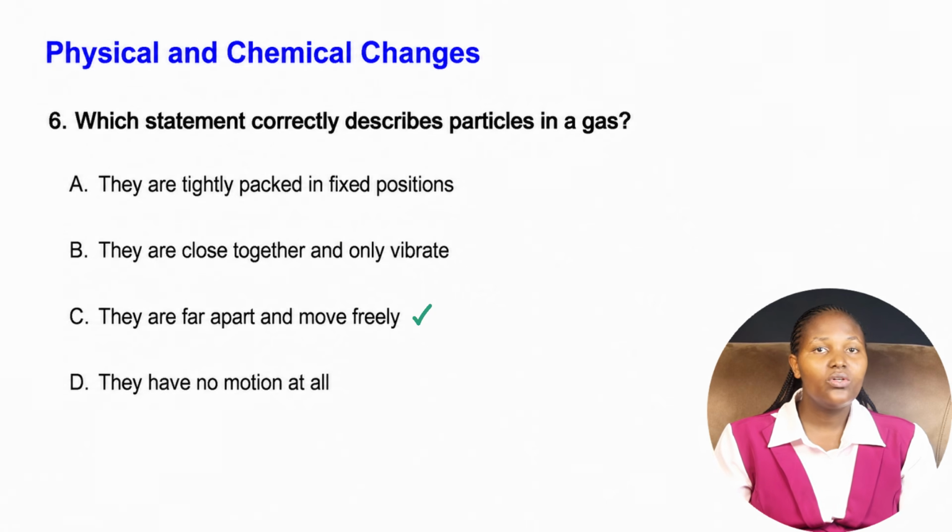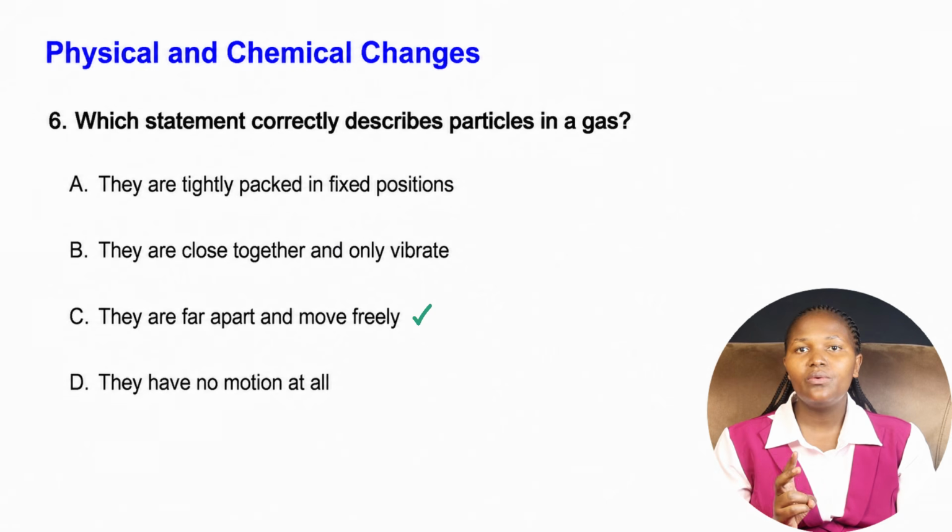Now in the kinetic theory of matter, solids, liquids and gases differ because of the arrangement and movement of their particles.